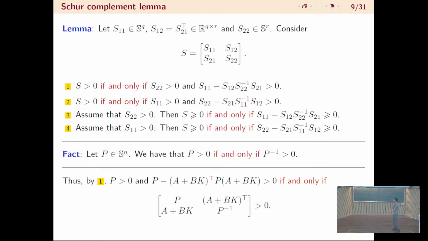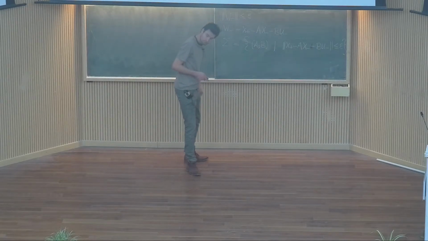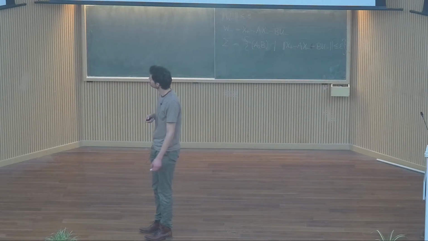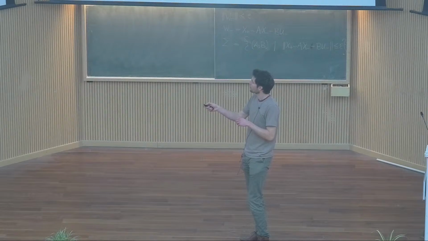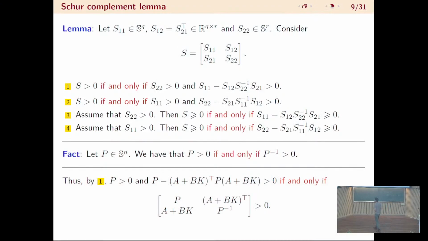Well, let's try to see this in action. I'm going to work a little bit with the Lyapunov inequality that we had in the previous slide. Remember that before we defined this notion of informativity for quadratic stabilization, and we had this Lyapunov inequality over here. Now I claim that using the Schur complement lemma, P is positive definite and this Lyapunov inequality holds if and only if this big matrix over here is positive definite. Let's see if that works. My proposal is we view this big matrix as the matrix S, and then we apply item 1.